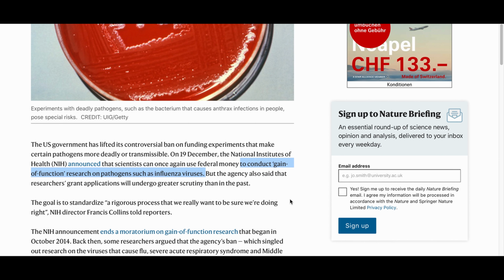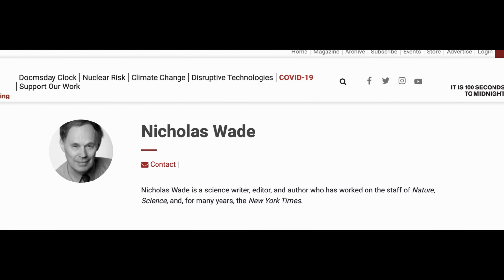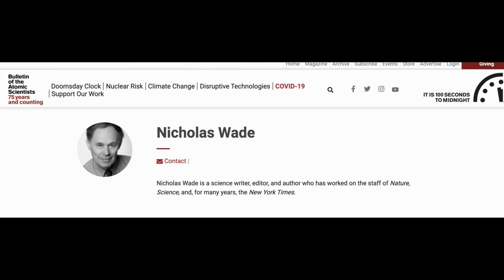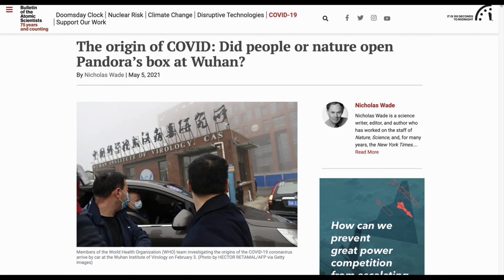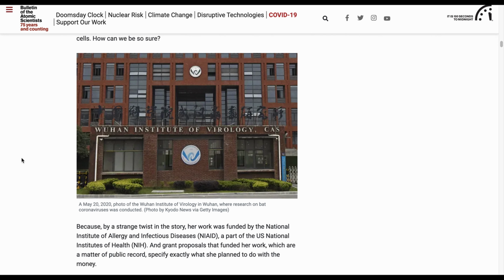And here's the thing. In May of this year, Nicholas Wade, a senior journalist who served as staff writer for Nature, Science, and the New York Times, suggested that the COVID-19 virus could have evolved as a result of serial passaging during ongoing gain-of-function research and thereafter leaked out of the Wuhan Institute of Virology in China. Wade's report alleges that this research in Wuhan was funded by no other than the US National Institute of Allergy and Infectious Diseases. To be more precise, that it funded the collaboration between NIAID, Dr.